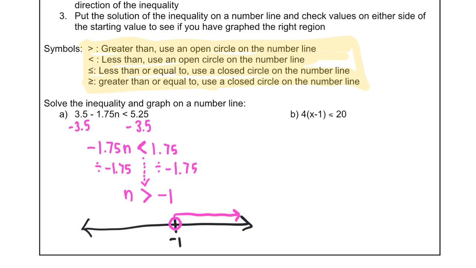But I am just going to check in the original equation, just to double check. I'm going to pick a value to the right of negative 1. So let's pick 0. 0 is to the right of negative 1. And I'm going to go 3.5 minus 1.75 times 0 is less than or equal to 5.25. Is that true? So 1.75 times 0 is 0. Is 3.5 less than 5.25? It is. So we've got the right region.